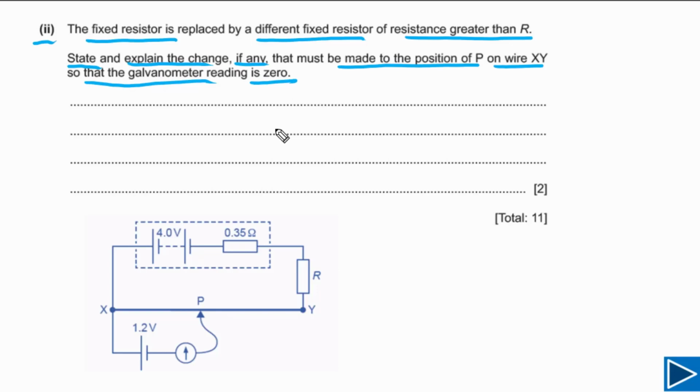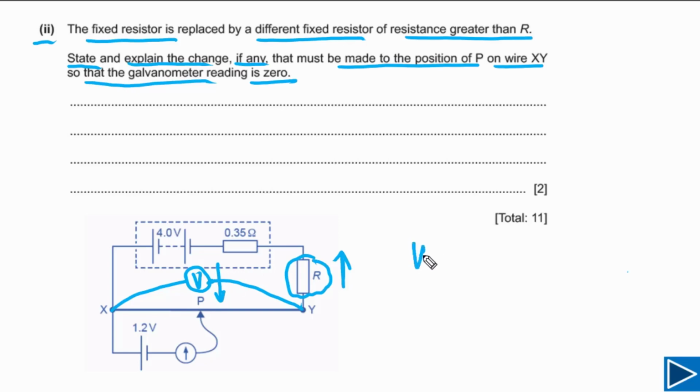We can divide this question into two parts. First thing we need to understand, when the resistance of this resistor is increased, what is the effect of this one on the potential difference between X and Y, means on the reading of this voltmeter. So if this resistance increases, the potential difference across XY will go down. So this is the first thing we need to understand. The potential difference across XY will go down.